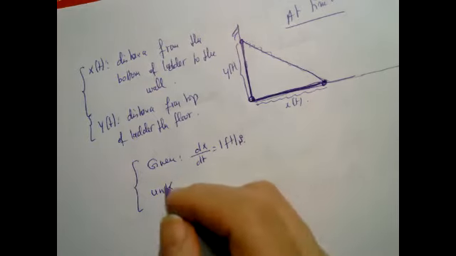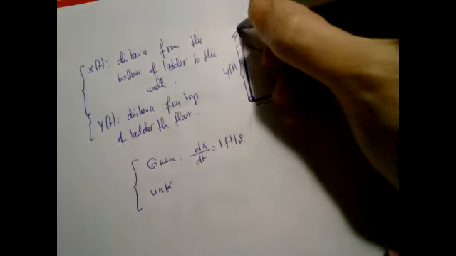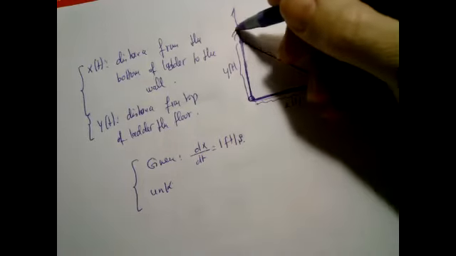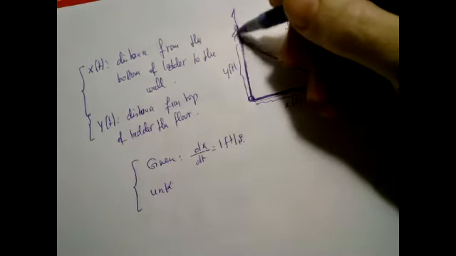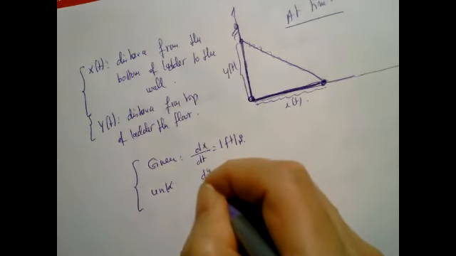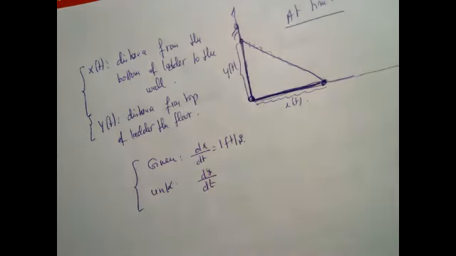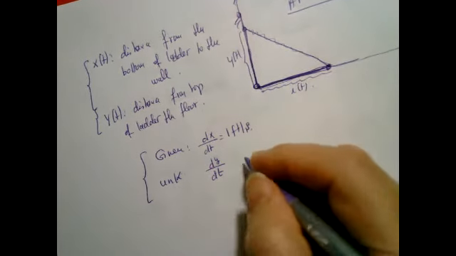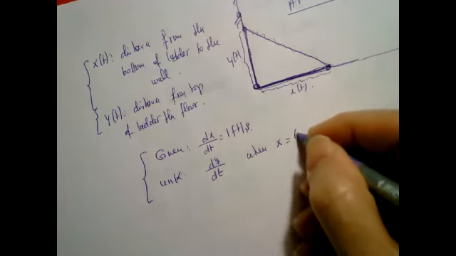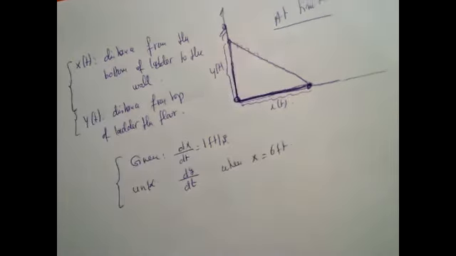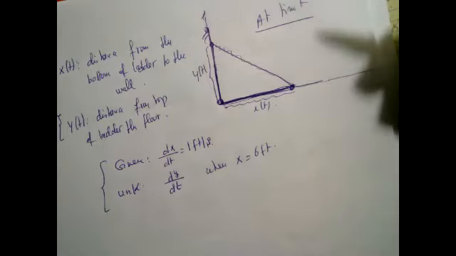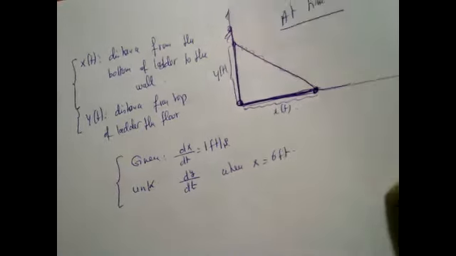Now, the unknown is how fast y is changing, because as x changes, y is changing. I want to know how fast y is changing with time. And they want me to do that when x is 6 feet away from the bottom. Okay. So this is what's given to us, and this is what we need to find.